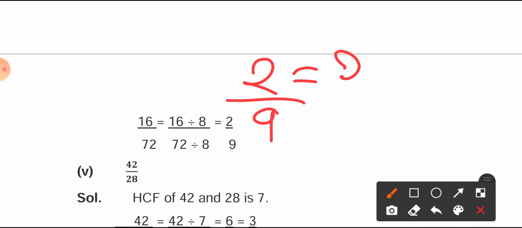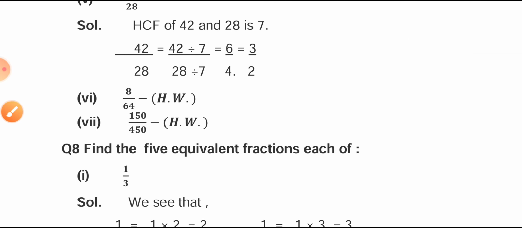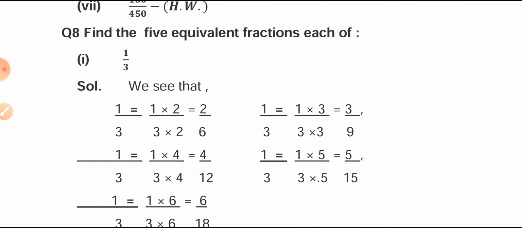Or you can see that the common factor in 2 and 9 is only 1. Therefore 2 by 9 is the simplest form of 16 by 72. Like this you have to solve all the questions, and here some questions are left for you as homework.